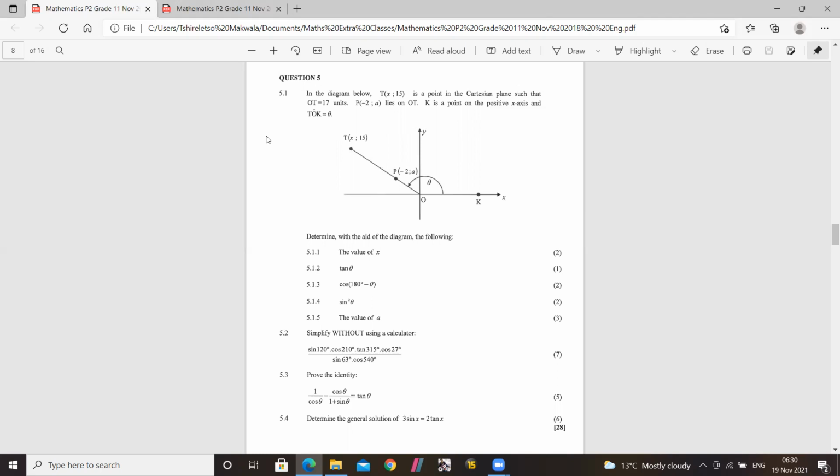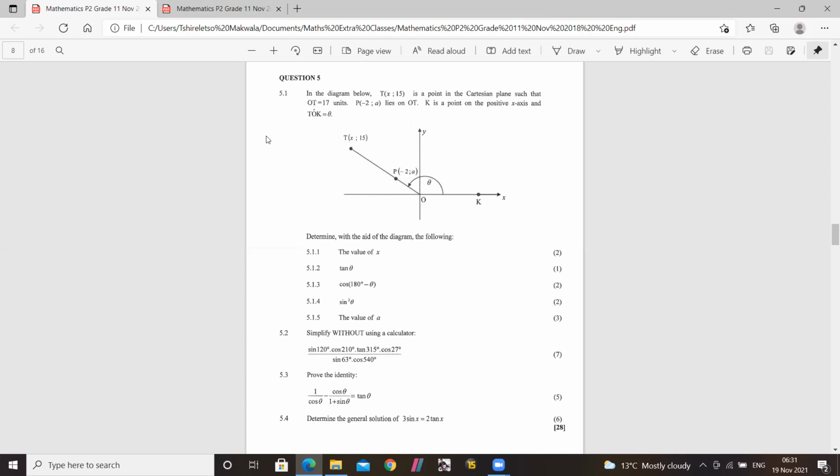The first type of question is a graph type of question. So if they ask you to sketch a trigonometric graph or analyze it. Then the second type of question is when there are triangles, as long as you can draw a diagram. I'll show you what I mean. Okay, so let's start with question 5.